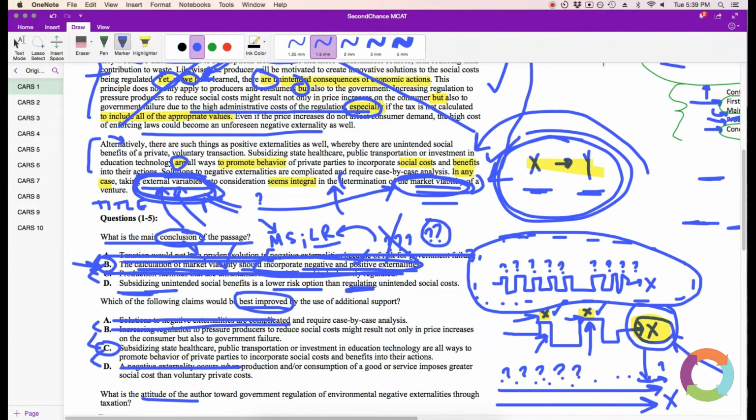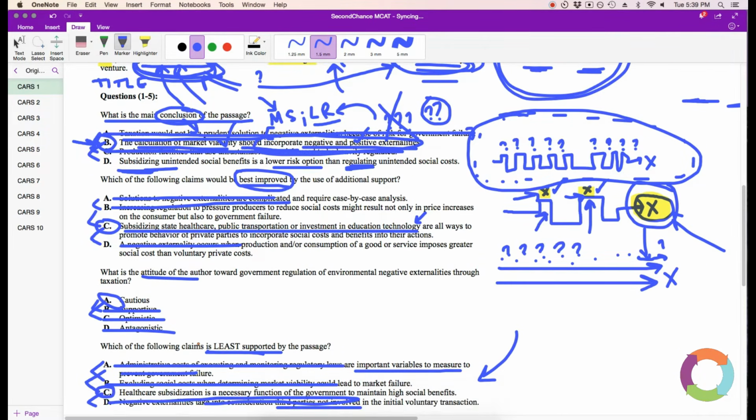So when you go through and you bracket it, you'll realize that subsidizing state healthcare, public transportation, or investment in education technology are all ways to promote behavior of private parties to incorporate social costs and benefits into actions. Nowhere else in the passage was it talking about this point as much as it was the other points. And so therefore C is the strongest answer there.